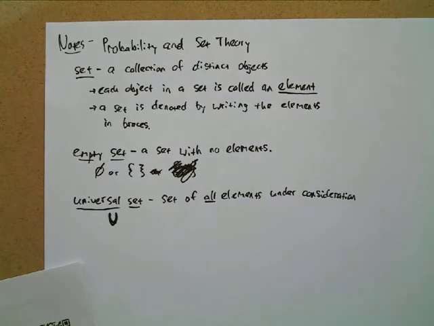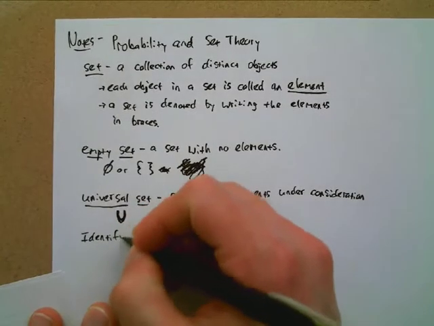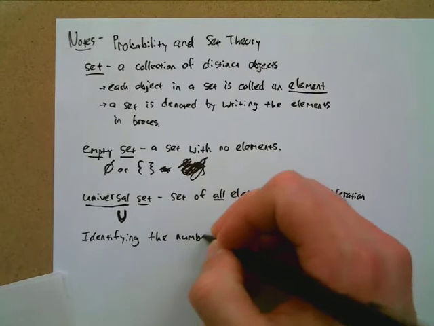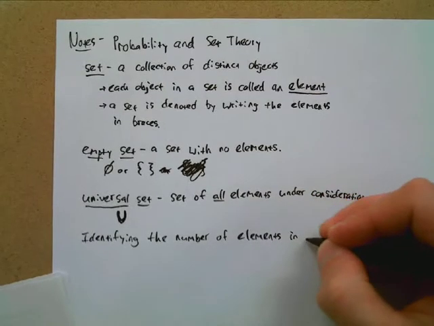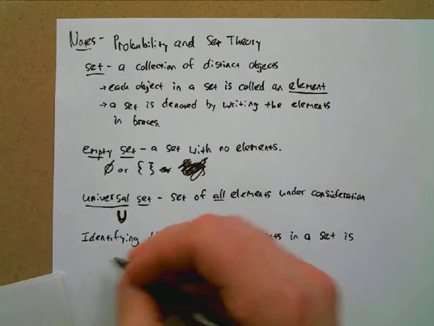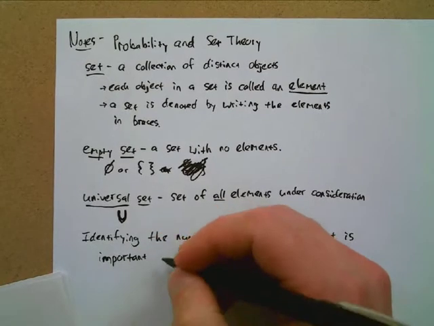Now we talk about these sets and set notation because determining the number of elements in a set is important for finding probabilities. So identifying the number of elements in a set is important for calculating probabilities.